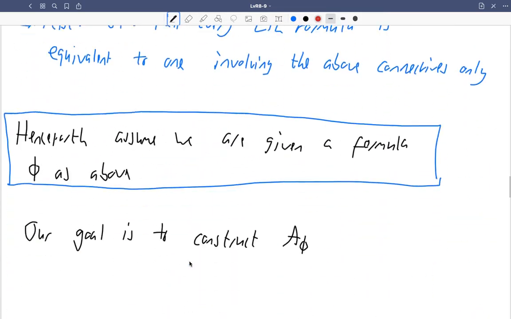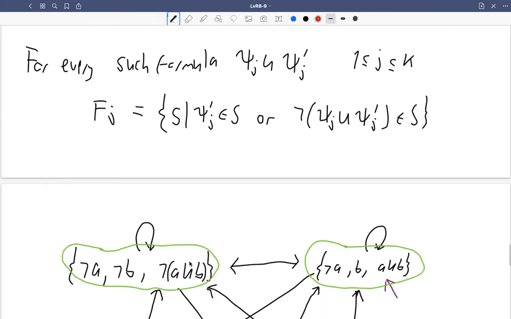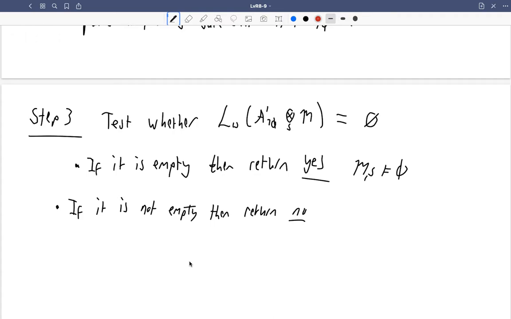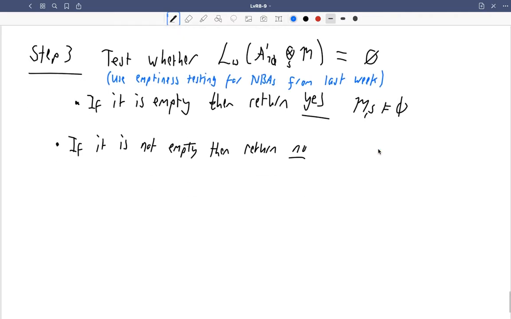So we need to go all the way back. So we test the emptiness, use the emptiness testing for NBAs from last week. And if it's not empty, we have a lasso path, which is a path that is an accepting run of the NBA.